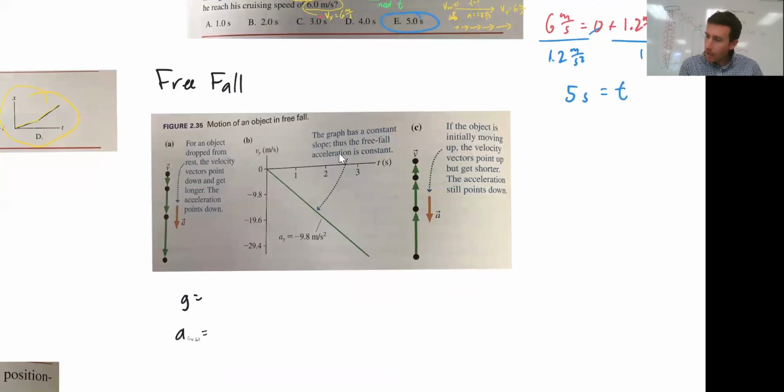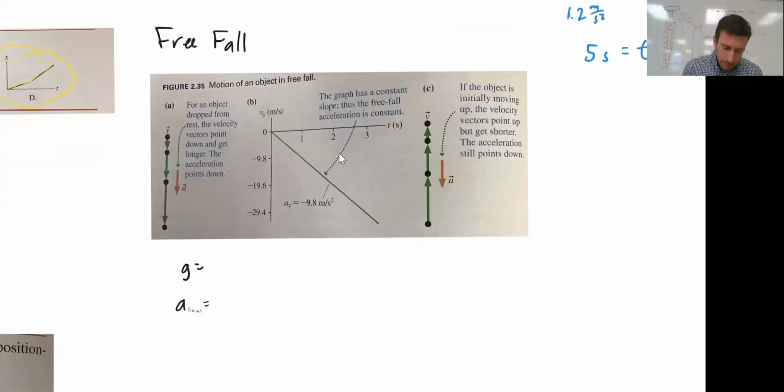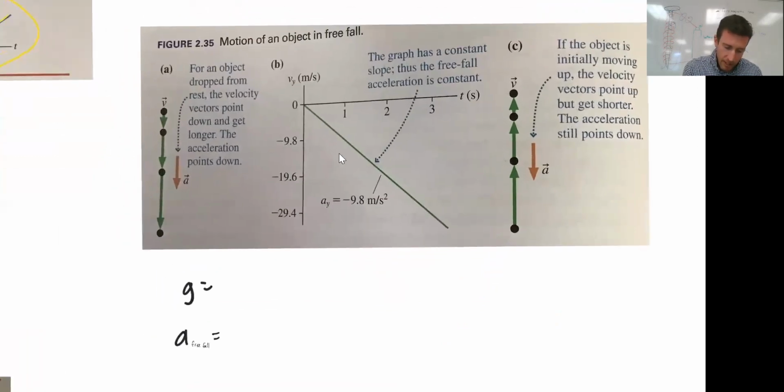Okay. Next topic is free fall. So if an object is free falling, an object dropped from rest, the velocity vectors point down and get longer. So any object in the air is within Earth's gravitational field. The velocity vectors are always going to go down, down, down in bigger and bigger increments because of the acceleration due to gravity of 9.8 meters per second squared.